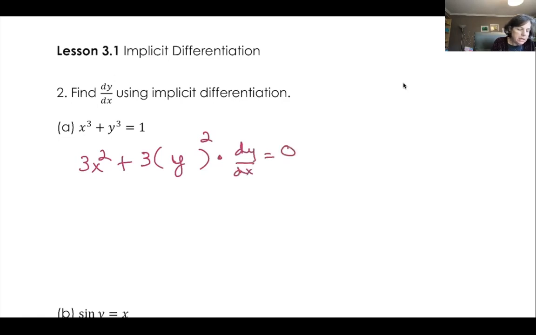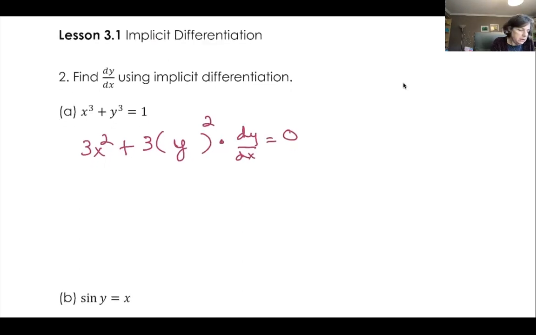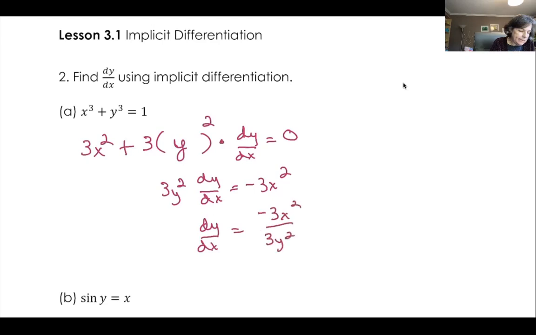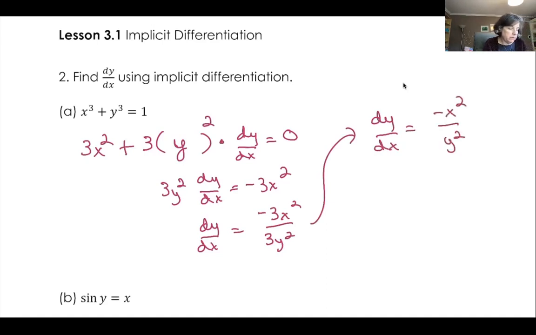Derivative of 1 is 0. All I have to do is solve this for dy/dx. So 3y squared, bring over the 3x squared, divide by 3y squared, simplify just a little bit, the 3's cancel, I have minus x squared over y squared.